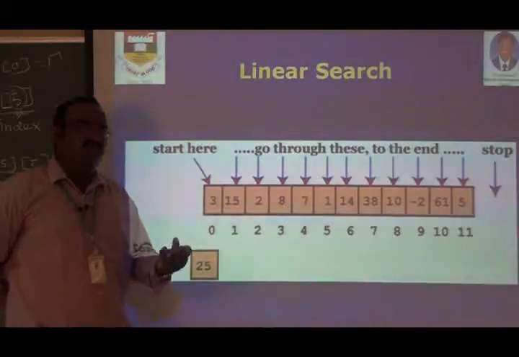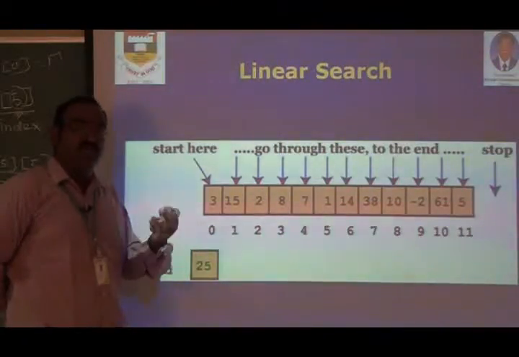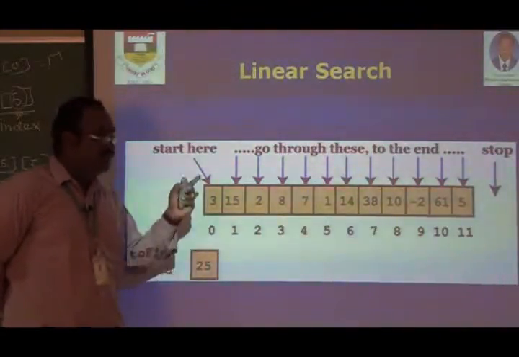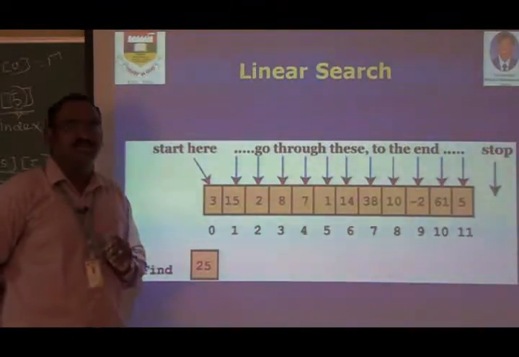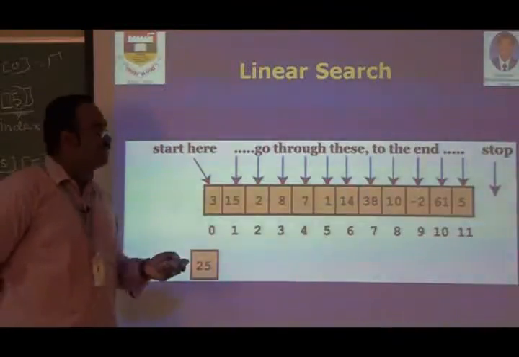It is O of n. So a very long time is needed to tell that there is no such element in the list. That is the biggest disadvantage of linear search. That's why they go for binary search.